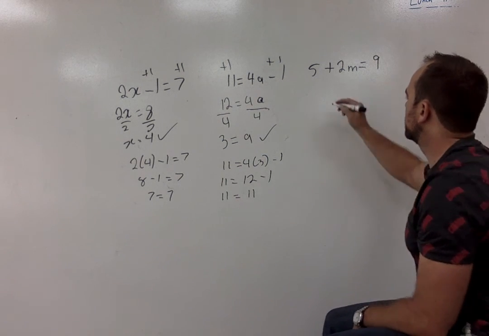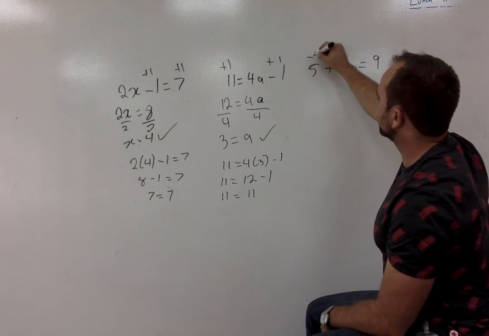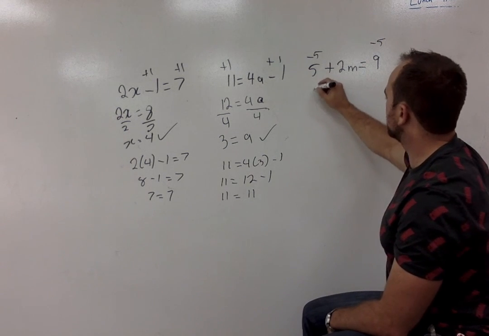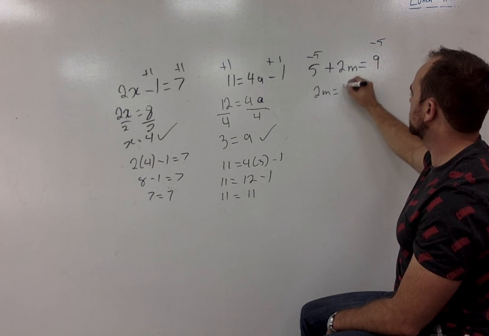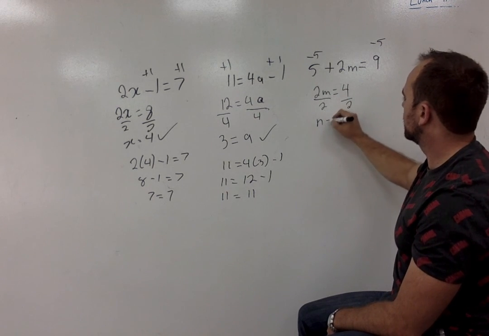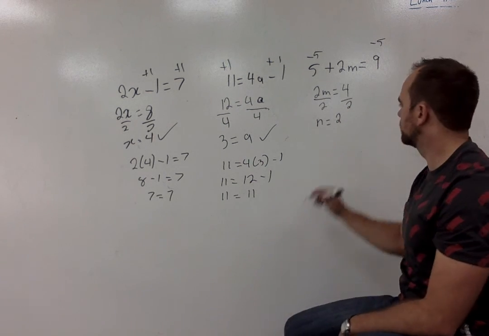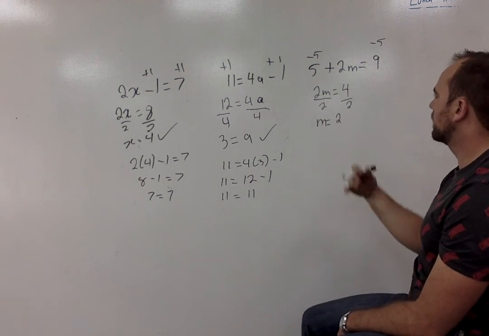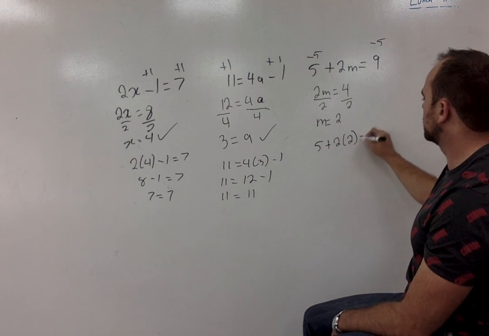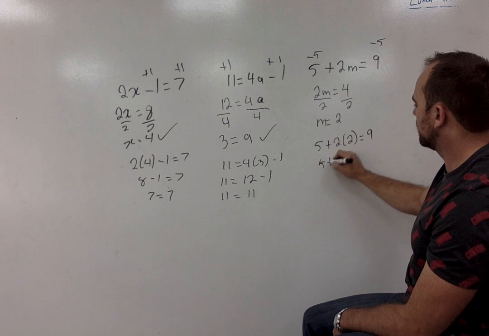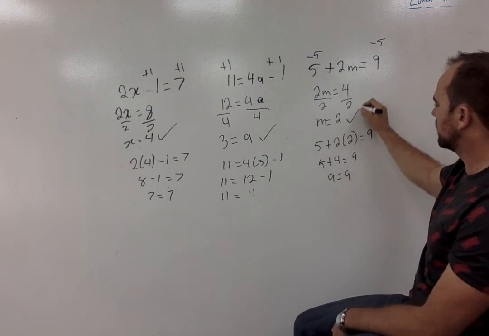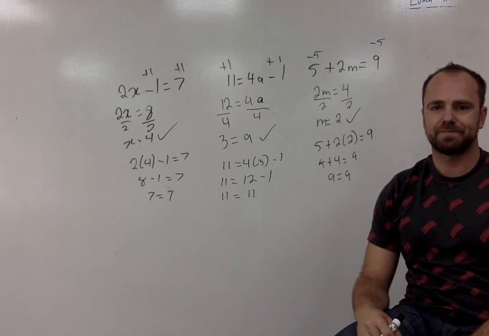For this last one, I need to subtract 5 from both sides. So I'm going to be left with 2m equals 4. Divide both sides by 2, m equals 2. Now I'm going to check it. So 5 plus 2 times 2 equals 9. 5 plus 4 equals 9. 9 equals 9. That one works.